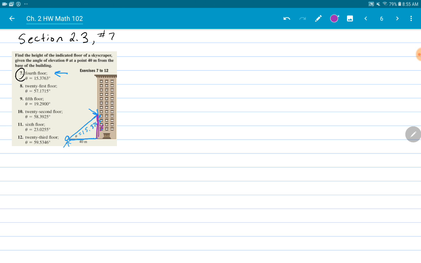So I'm going to pop this triangle out just to get a better view of it. I have the angle theta. I have the adjacent leg is 40 meters. That's the distance I'm standing away from the building. And what I want to know is the height at the 4th floor. So there's my x. Excuse me.